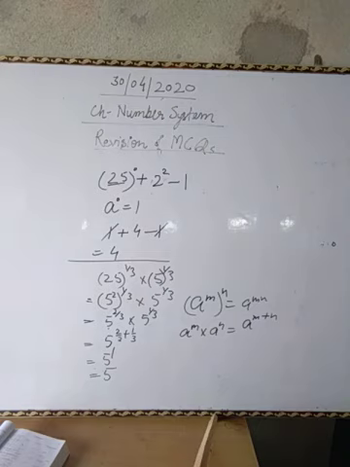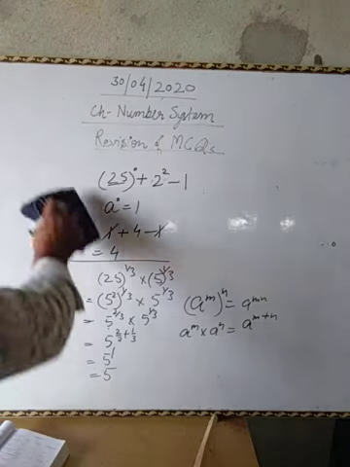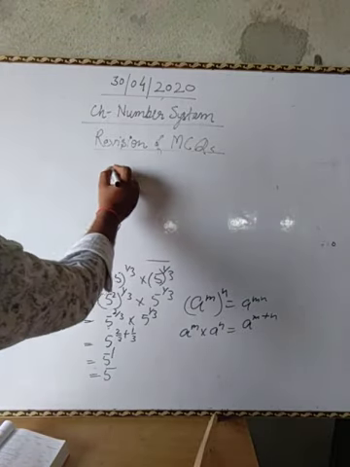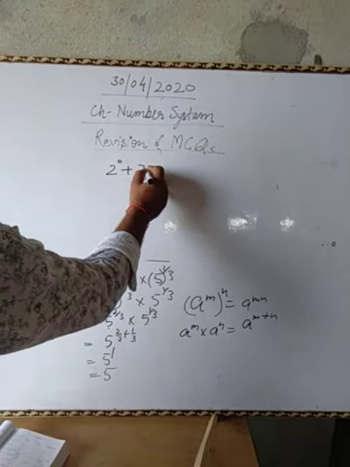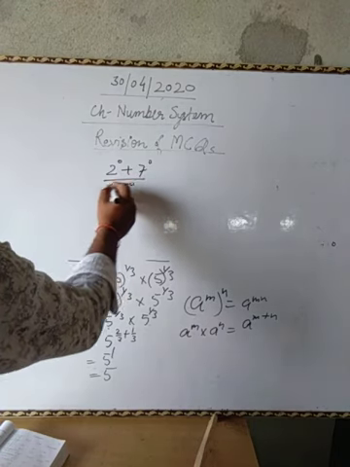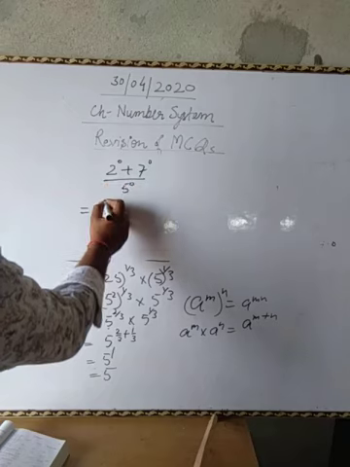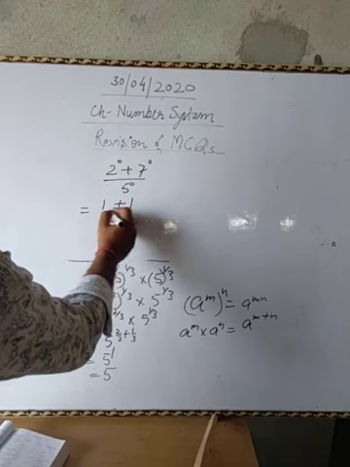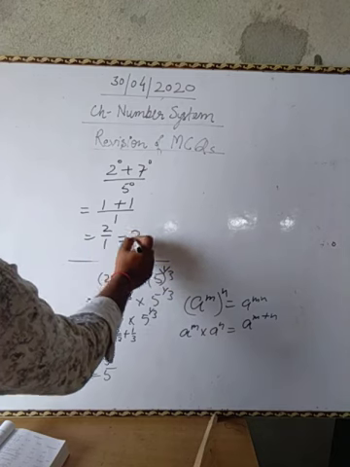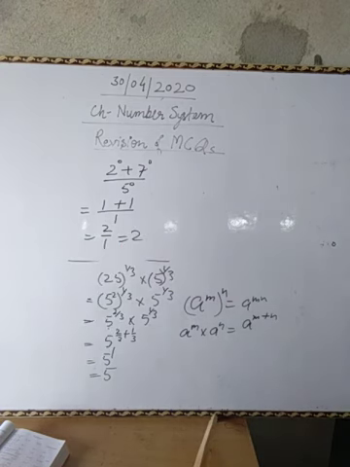Right? In this way so many questions are given. Again I would like to write one more only for your understanding. 2 to the power 0 plus 7 to the power 0 upon 5 power 0. As per the rule this is 1, again this is 1 upon 1, 1 plus 1, 2 upon 1, and this is 2. Right?